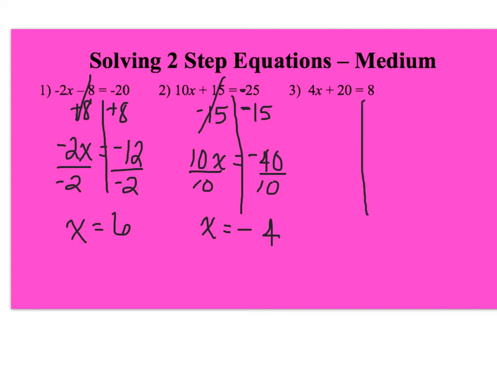Split my left and right side. I'm going to get rid of the 20 by subtracting. 20 minus 20 cancels out, and I'm left with 4x equals 8 minus 20. I have different signs here, so I'm going to subtract. And I have more negatives, so it's going to be a negative 12. Divide both sides by 4, and we get x equals negative 3.